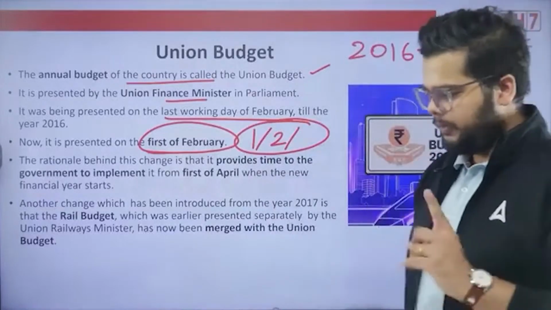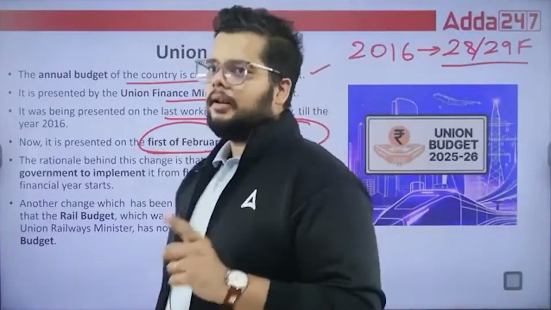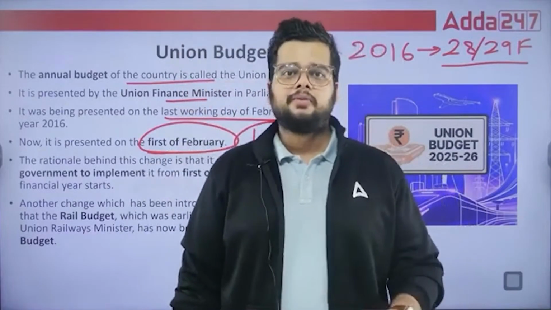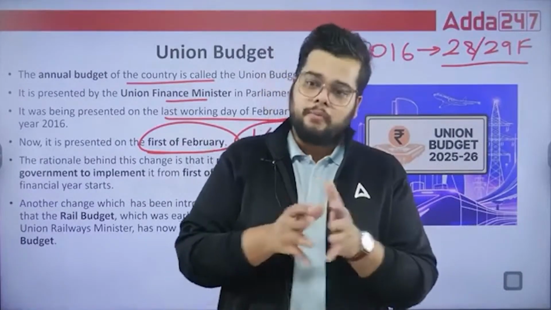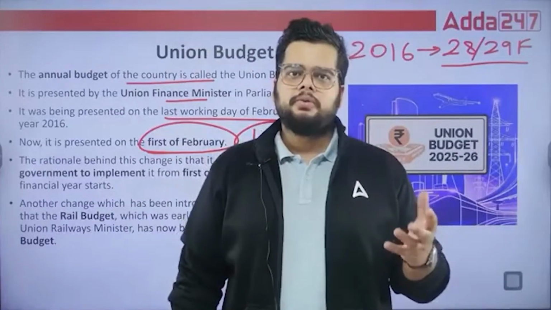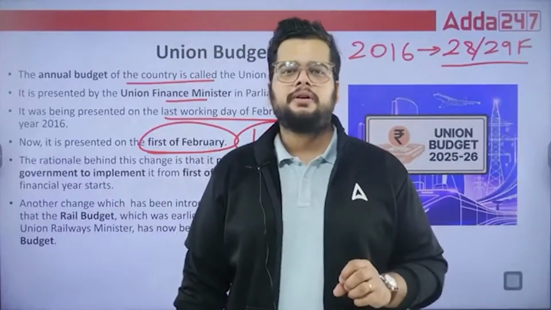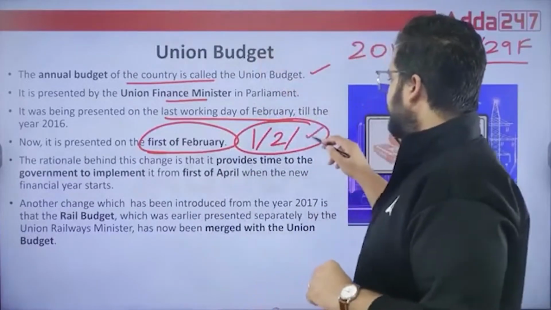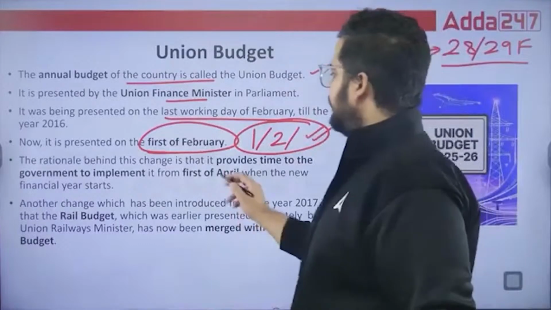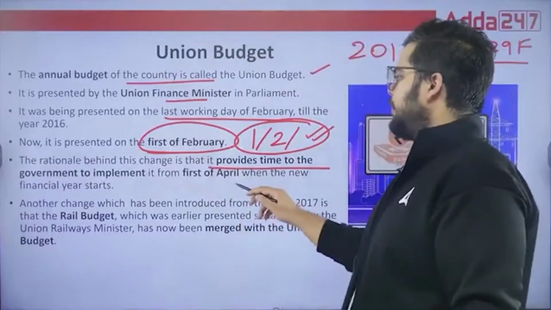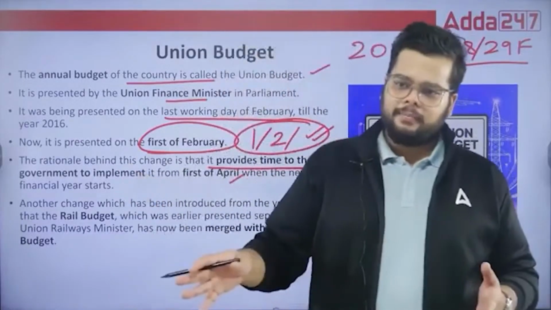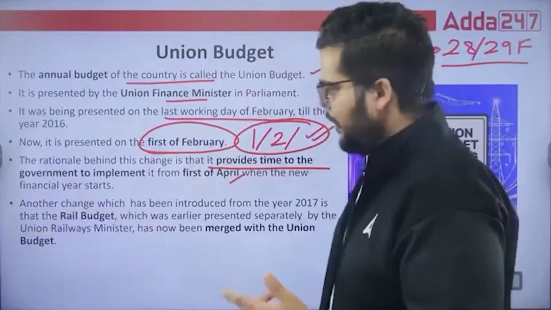That is the number one shift, or you can say the initial push which the government wanted to give to all the states in the country so that the resources can be more efficiently allocated, since we have more time now. If we look into the time gap, 27-28 days, we do not feel that it is too much. But when it comes to the ground reality, it might create a huge difference. That was the only reason why it was shifted to 1st of Feb. The rationale behind this change is that it provides time to the government to implement it from the 1st April when the new financial year starts. So entire Feb is there, March is there, implementation will be done from April.